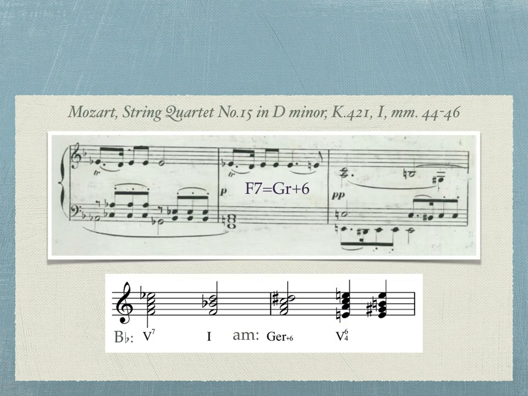Let's look at a quick example of enharmonic modulation using an augmented sixth chord. In the reduction of Mozart's string quartet, you can see an F dominant seventh chord used to modulate to A minor. Listen to this excerpt.